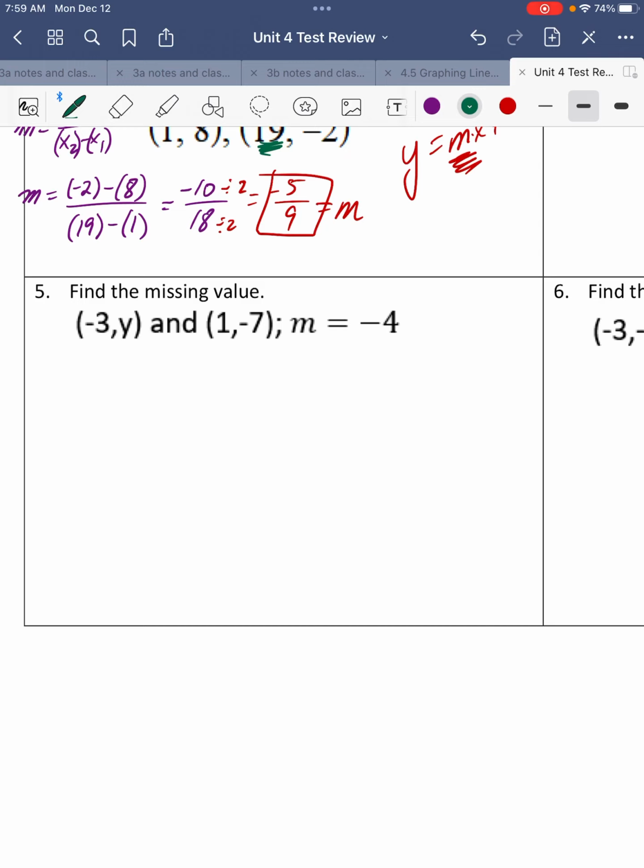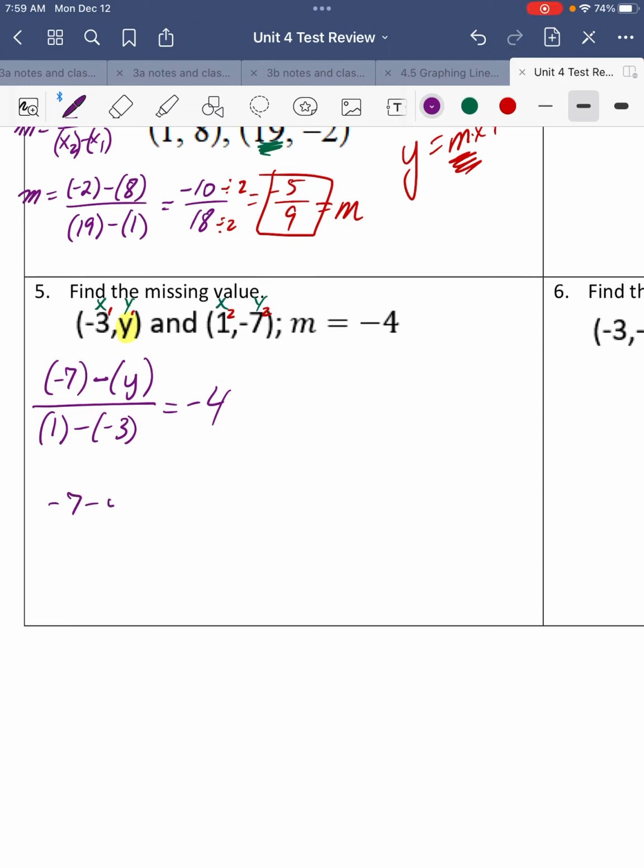Number 5, finding the missing value here. We are going to set this up the exact same way. We're given two coordinates, and now we have an actual slope. One of the coordinates has a missing y value, but we're going to treat this just the same. So just label x, y, x, y, which coordinate you want to be your first coordinate and which one you want to be your second coordinate, and let's substitute into the slope formula. So y2 minus y1, which we don't know, over x2 minus x1. And another thing we do know in this case is the slope, so this equals -4.